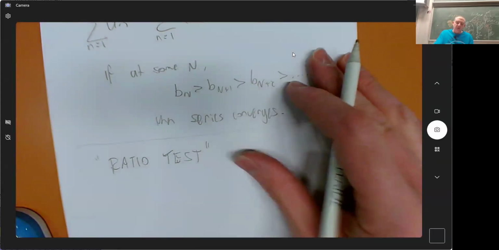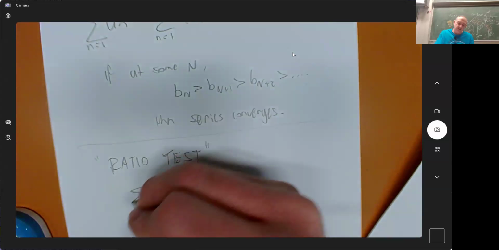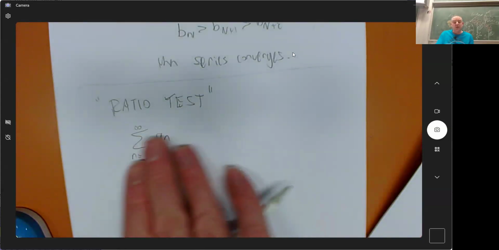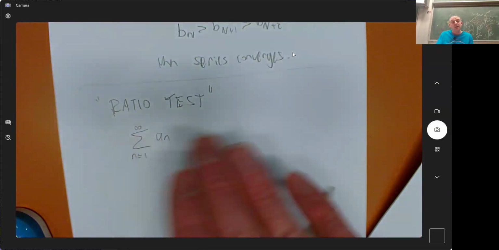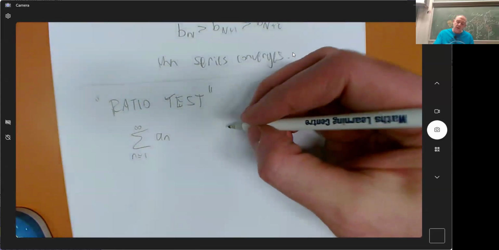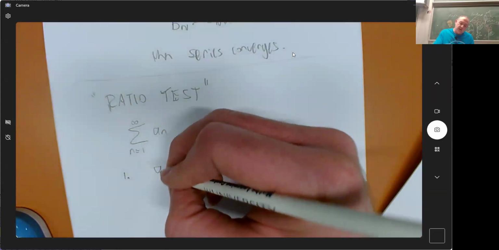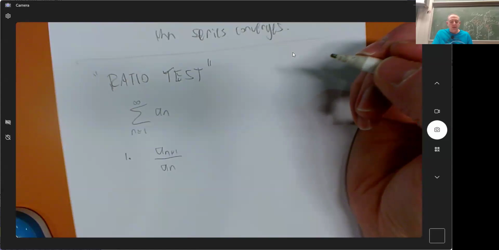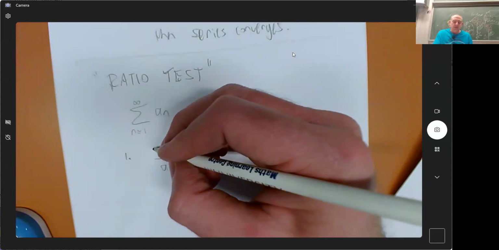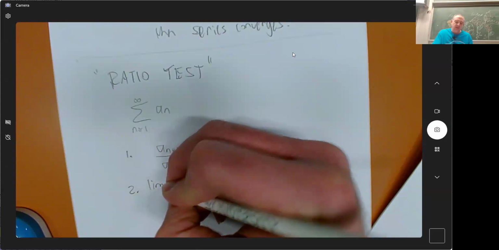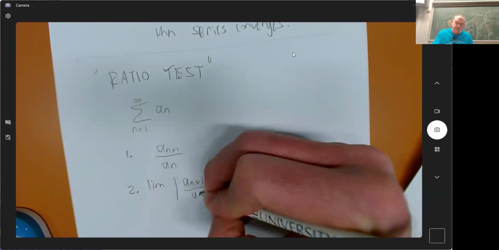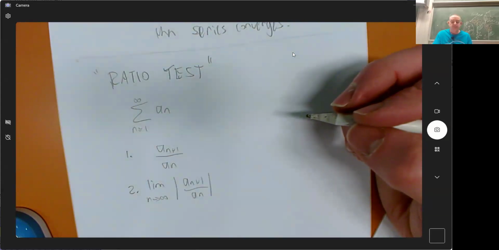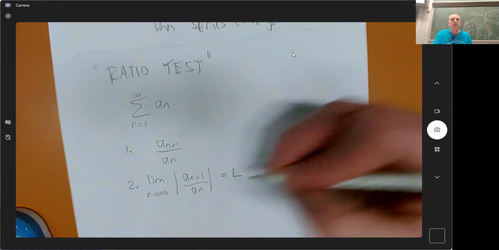So there's the ratio test, and the ratio test says you start with your series. There are no restrictions on whether it's an alternating series or not. You're allowed to use it for alternating series or otherwise. And what you do is you calculate A_{n+1} divided by A_n, and then you take the limit of the absolute value of that as n goes to infinity. And this will come out to an answer, which I shall call L.